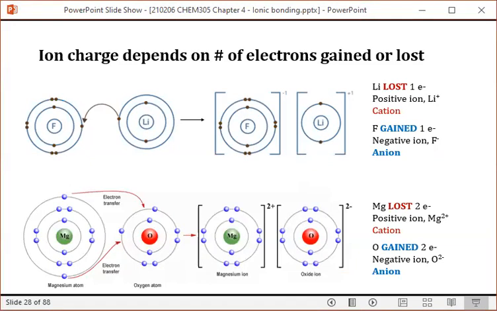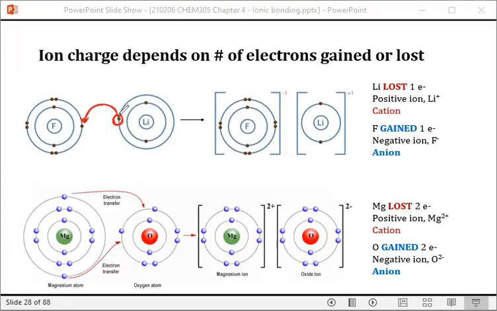So the ion charge, the magnitude of the charge, like how many charges it has, depends on the number of electrons that are gained or lost. So if we look at the top example, we look at the exchange of electrons between fluorine and lithium. Lithium has one valence electron, it's in group 1A. It's likely to lose an electron, to give up that one electron. And fluorine has 7 valence electrons. It's in group 7A. It really wants to get to 8 to meet the octet rule. And so fluorine would be happy to accept 1 electron.